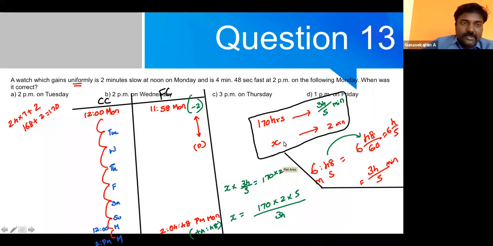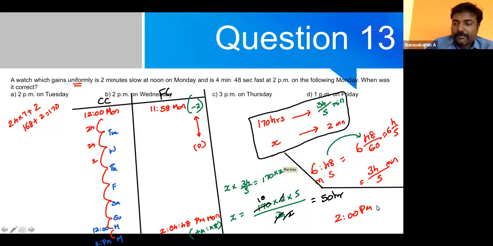You will get the answer in hours. See, either all 4 will be in one unit or 2 should be in one unit. That is allowed in cross multiplication, because anyway it will cancel. So 2 times 10 times 5, that is 50 hours. 50 hours means 24 hours, 24 hours, and 2 hours, so 2 p.m. Wednesday. At 2 p.m. Wednesday, the fast clock will show the right time.